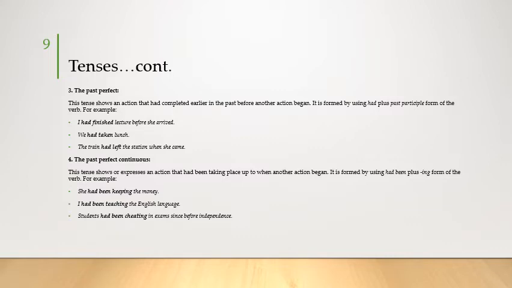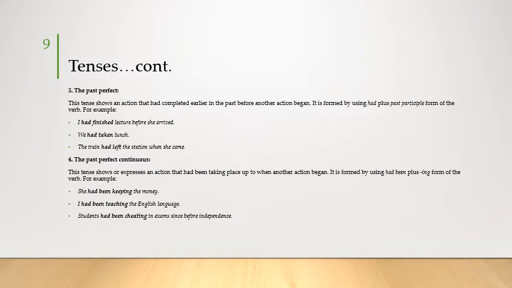The train had left the station when she came. So in this case, we have two events: leaving of the train and coming of someone. One has to be in the past perfect and the other should be in simple past. The train had left the station, past perfect, when she came.